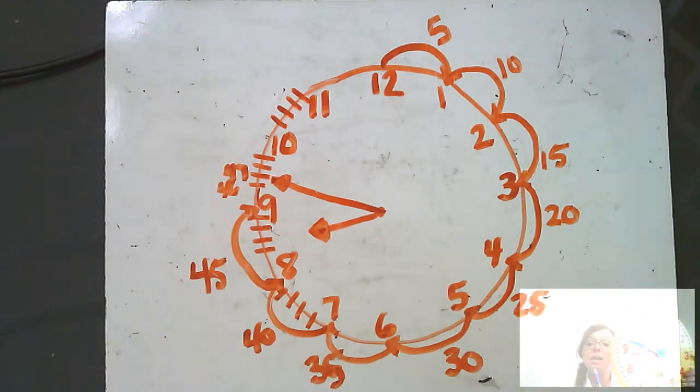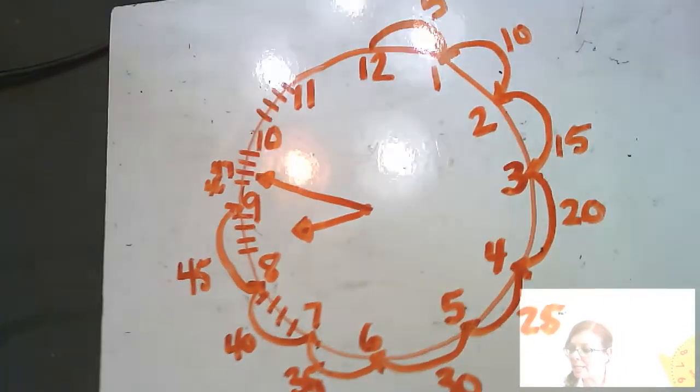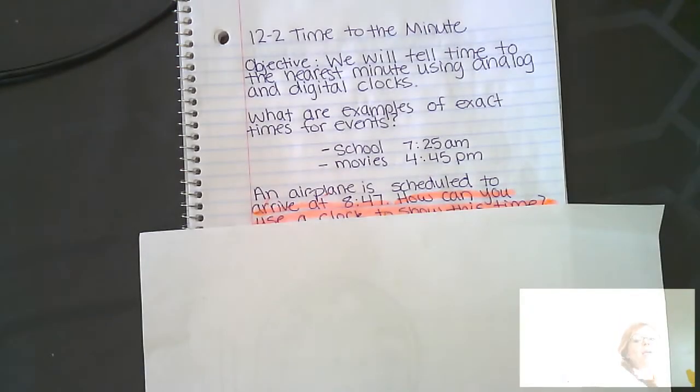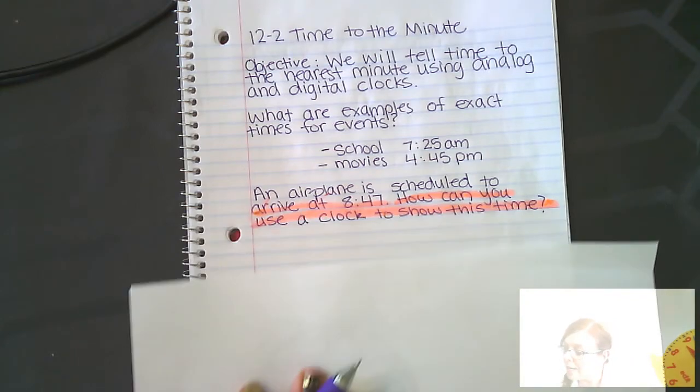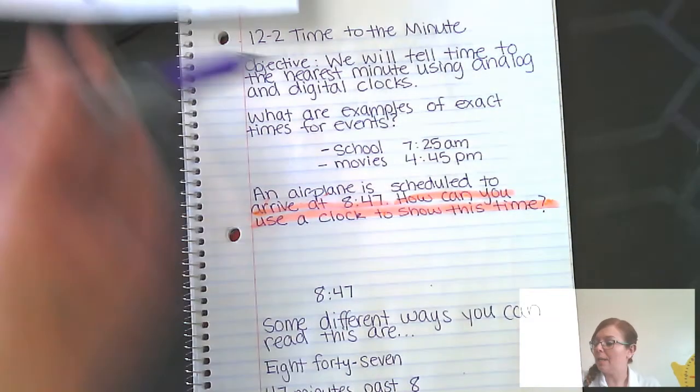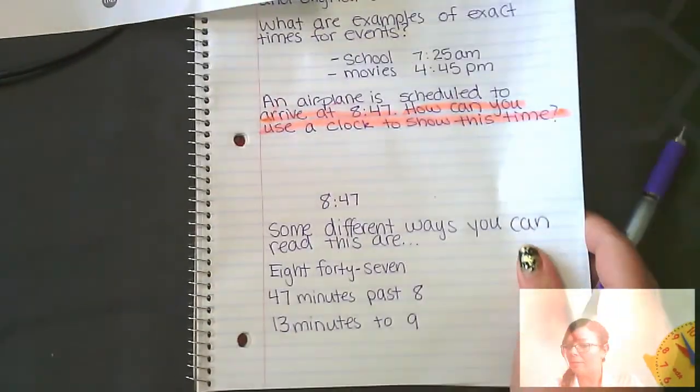So every time that you need to go to the next minute, continue counting on these blue little lines to the minutes. All right? So this is the time that it would be for 8:47. Yesterday we talked about writing them in different ways. So let's look at the different ways that we can write this. 8:47.